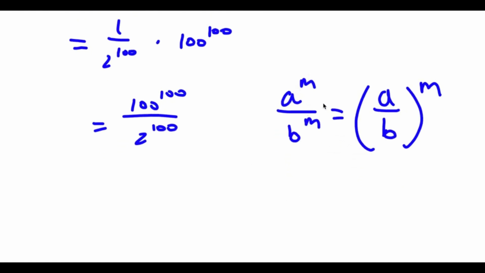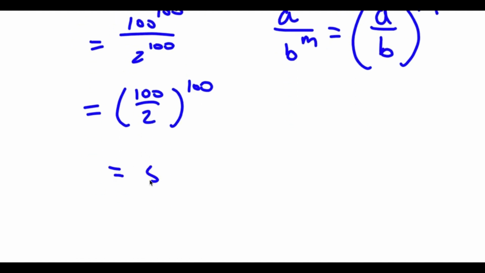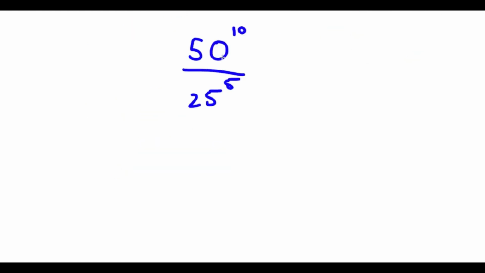So we are technically, in this case, factoring out our exponent here, because let's say we had 5x plus 15, we would be factoring out 5, right? So in this case, we are factoring out our exponent because both terms share the same exponent. So now this would equal 100 over 2 to the power of 100. 100 over 2, this is equal to 50, so I have 50 to the power of 100, and this is our answer. So I have 50 to the power of 10 over 25 to the power of 5.